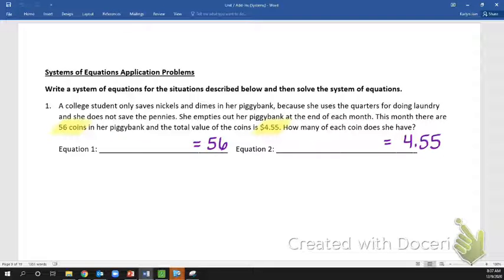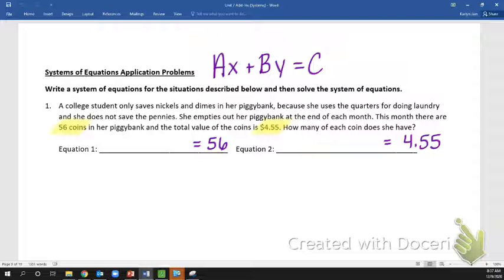So since they have totals, since they're equal to a number, these are going to both be in standard form. AX plus BY equals C. Now we don't specifically have to use X and Y. We could use any variables we want, but they are going to be in standard form. So the variables will be on the same side.